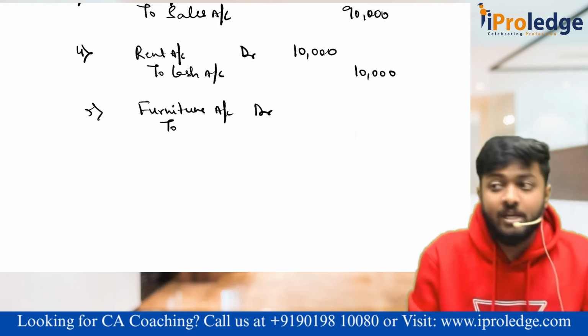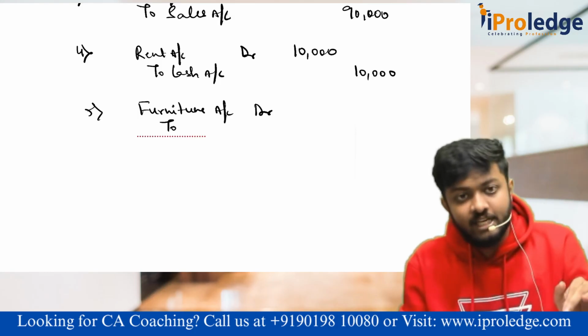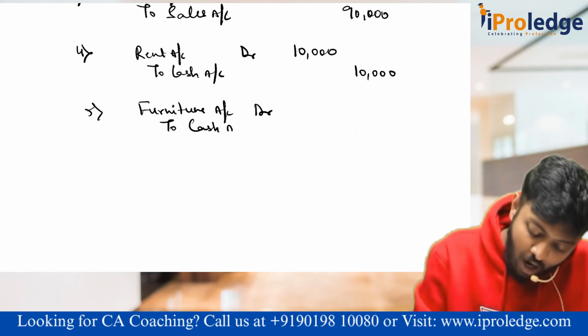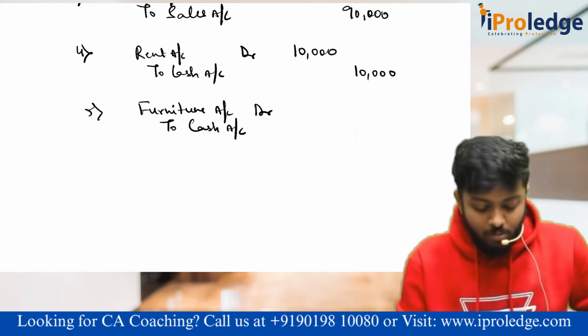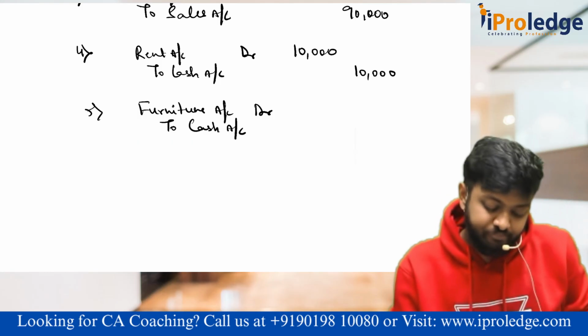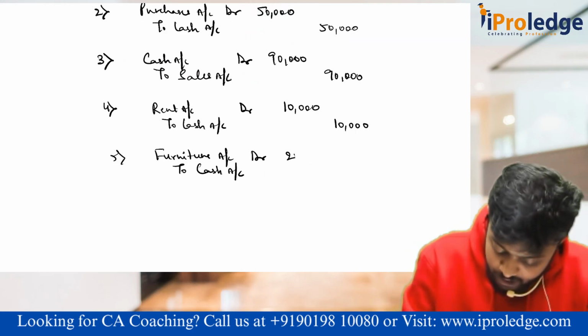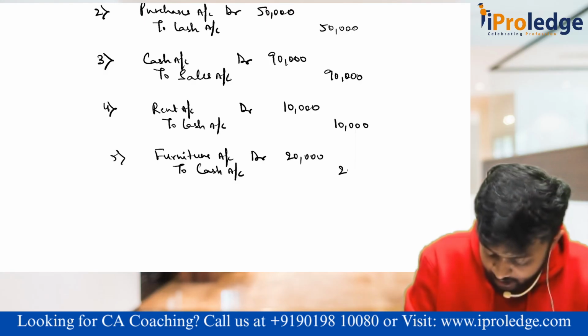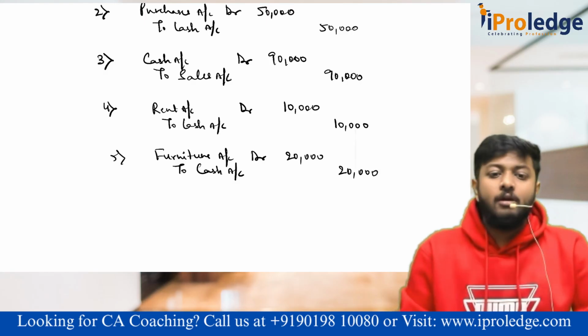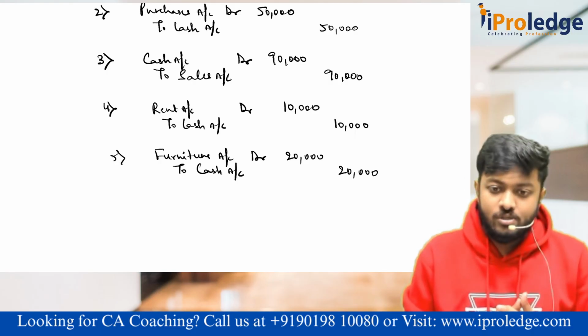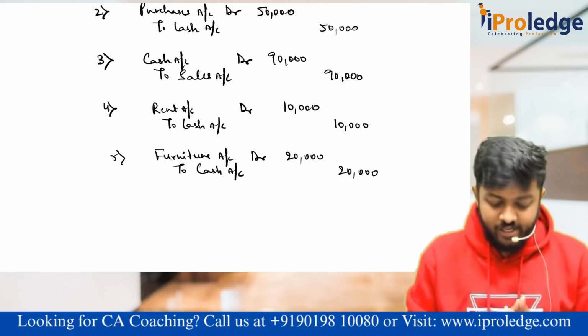To, I would have paid money. My money, cash, is decreasing. Asset decreasing, credit. So to cash account. How much furniture did I purchase? I purchased furniture worth 20,000. Done. I've recorded all the transactions.